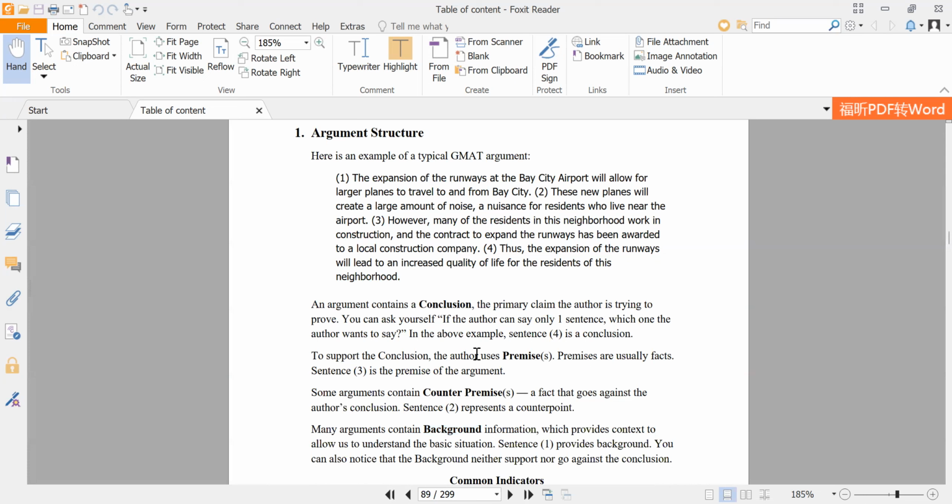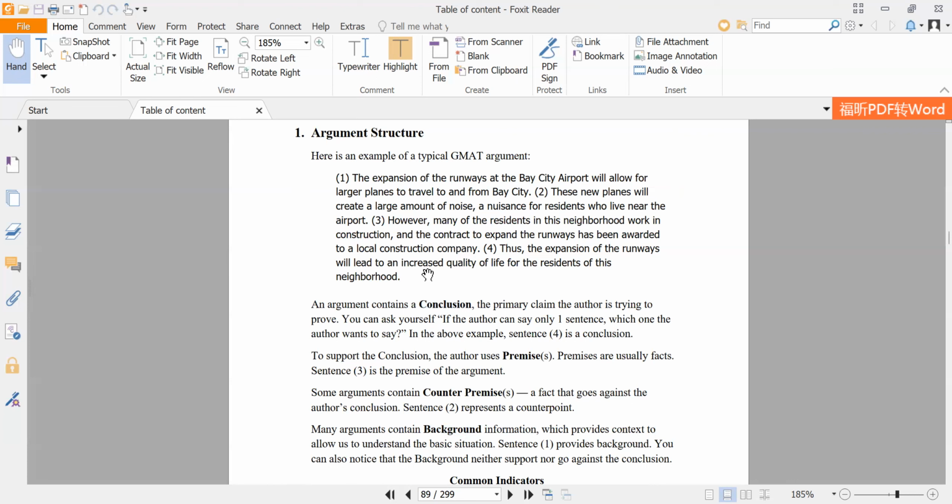And the second component of the argument is called the premise. A premise usually could be a fact set or could also be an argument that is used to provide support for the conclusion. And the conclusion is always an opinion, an argument made by the author. That is the main point that the author is trying to make. So the premise is used to support the conclusion. The background information is just to provide context for the entire argument.